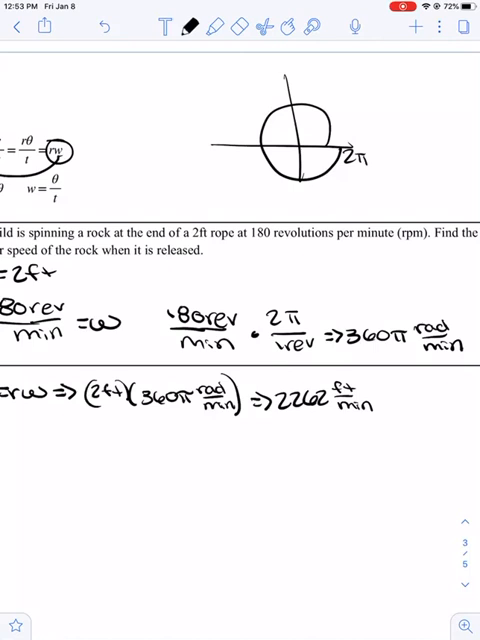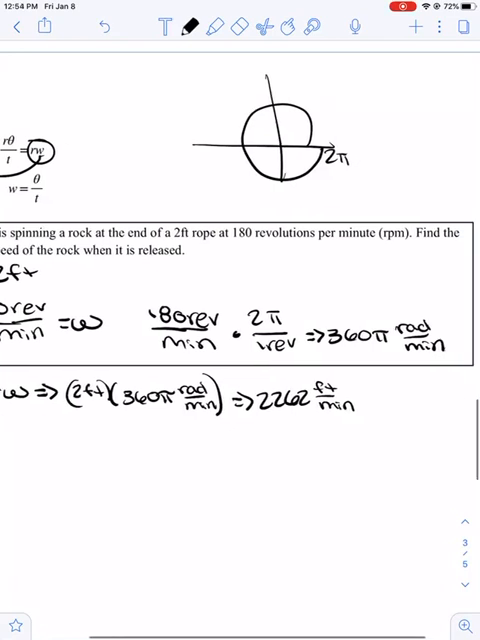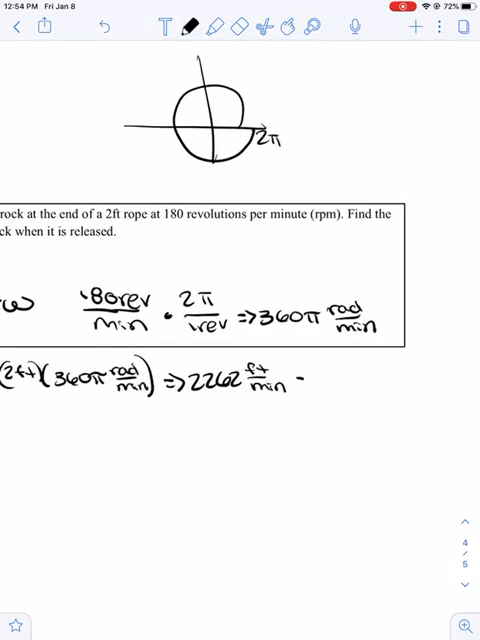And then this is asking us to find it in miles per hour. So we are going to change this to miles per hour, and we get 25.7 miles per hour. Let me rewrite that. Miles per hour. All right, that's it. Let me know if you have any questions.